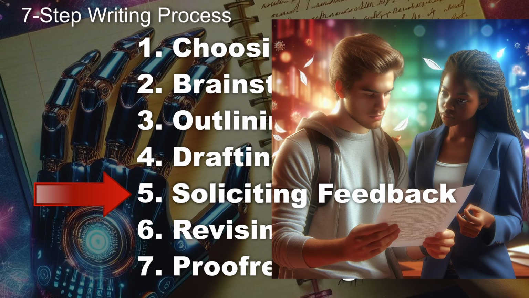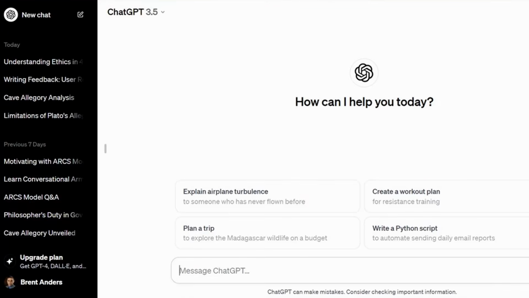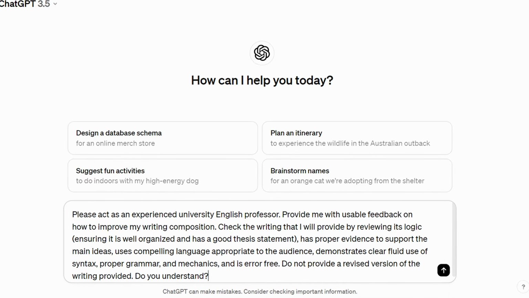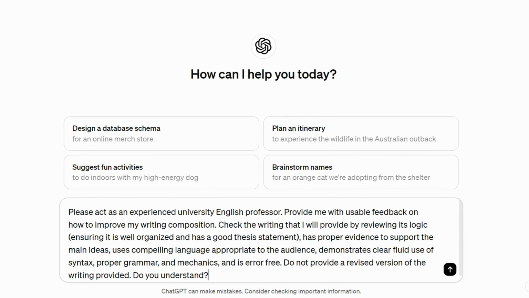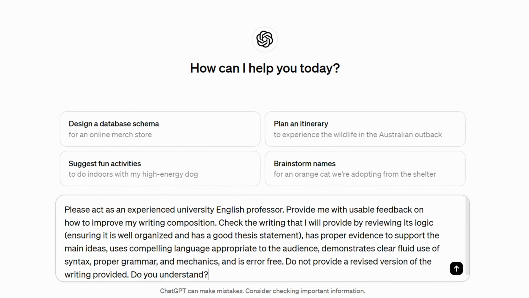So in most cases, this would still be an ethical use of AI because it's the same thing as showing it to someone else, but only if it's done correctly, only if the proper prompt is used in order to just get the feedback. Here's an example of how you might use the AI to get feedback on your actual written assignment done in an ethical way.